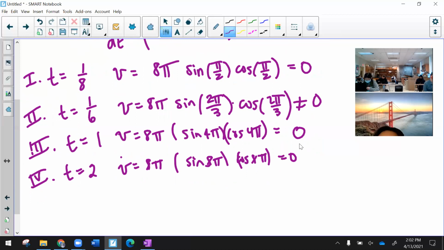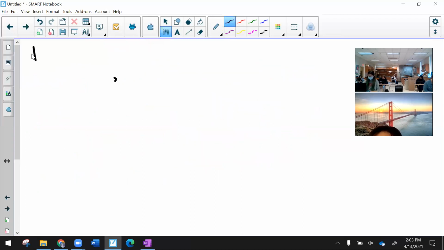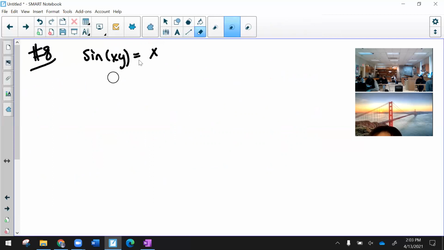Excellent. Any other multiple choice questions? 8. Okay, so number 8 is, we've got sine of xy is equal to x, and you want to find dy dx. So this is going to be implicit differentiation, right? And chain rule.